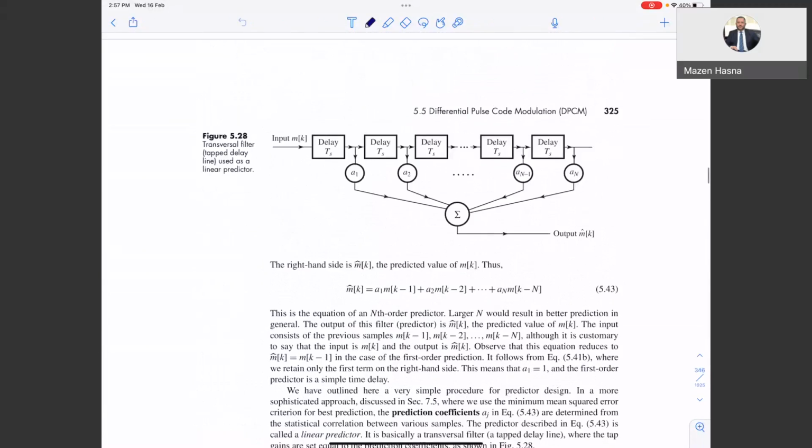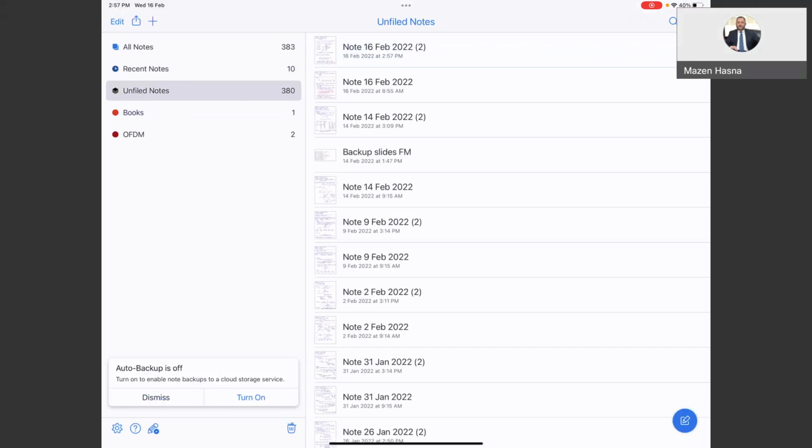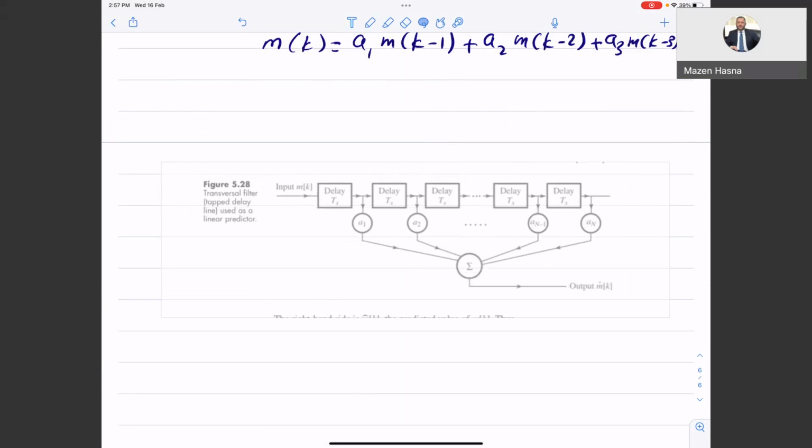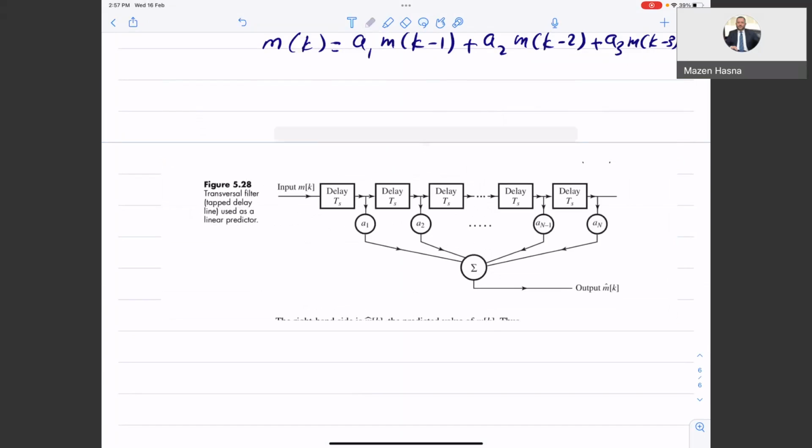It will look something like this. So it's a function of all the previous samples. You keep delaying the signals and then you multiply them by coefficients, depending on how many samples you want to use in your estimator. Question? Quick question, yes.